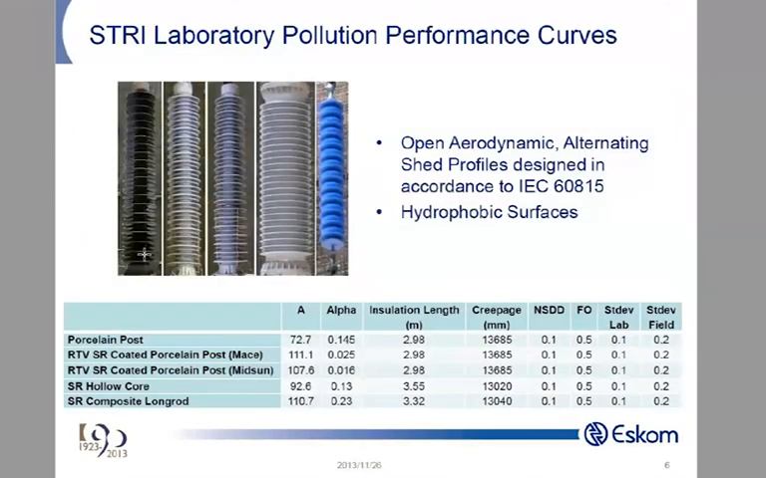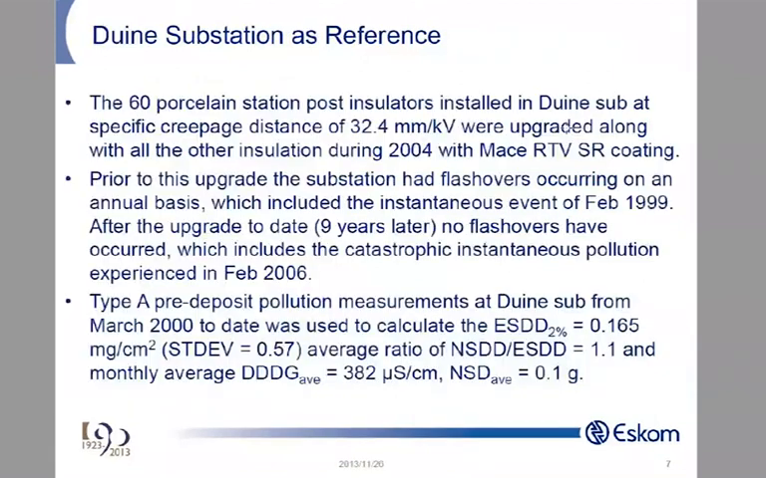Now, we went to the lab, and we took bare porcelain and 2 different RTV coating porcelains, and we took a hollow core and a long rod, and we did the pollution performance curve tests at STRI in the lab. There we got the A and alpha values for the curves, and I can't explain that to you now because we don't have the time, but I can tell you that for hydrophobic and hydrophilic surfaces, we got the values, and we went and we said, right, now we got the tool.